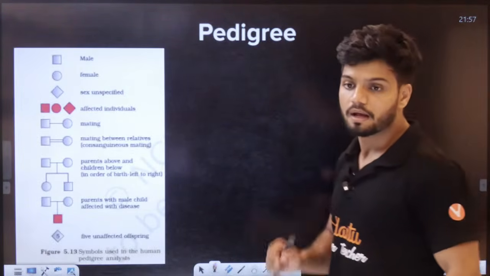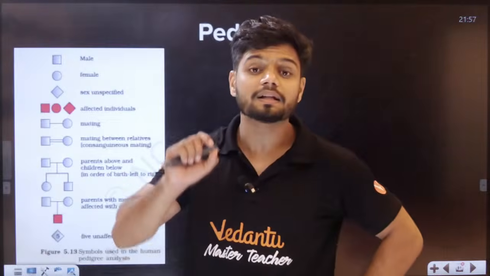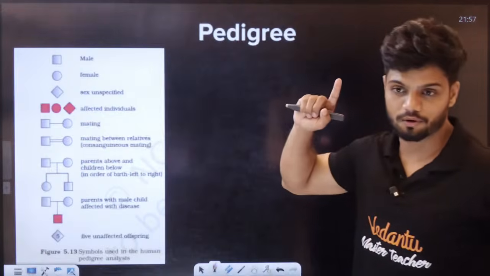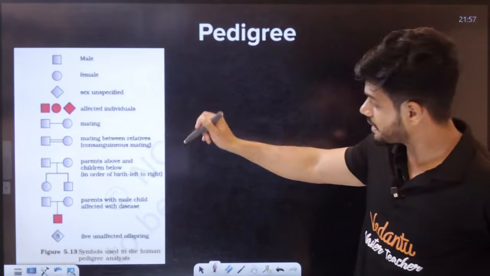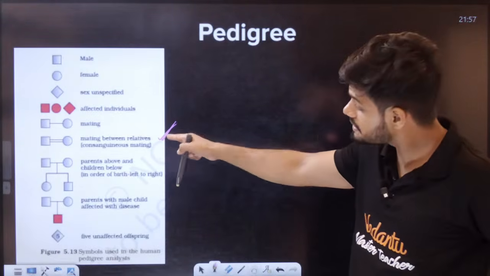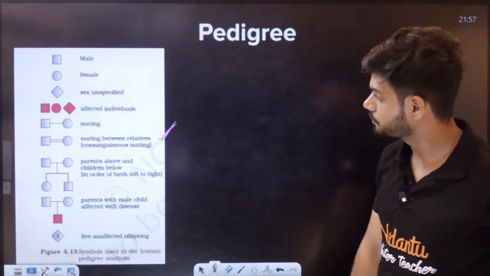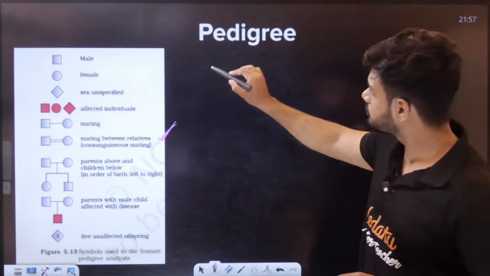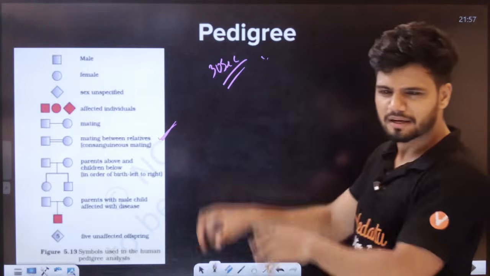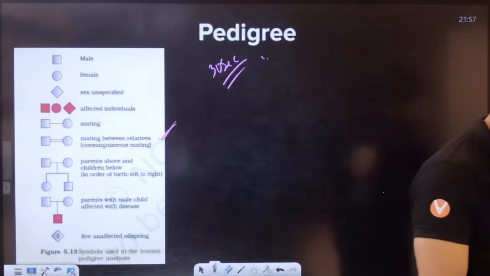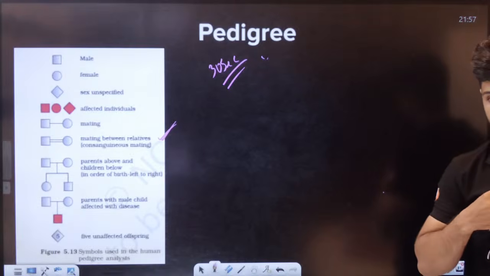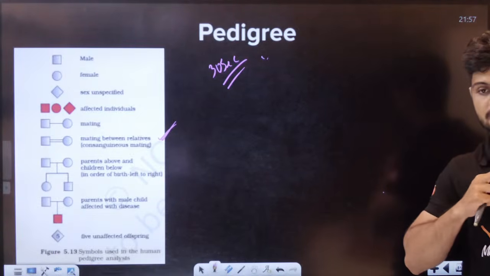Now, students, here are all the symbols. Generally in examination, they will ask you the symbols directly, especially this one here, the consanguineous mating one. I'll give you 30 seconds. All of you stare at the symbols now. Time starts now.